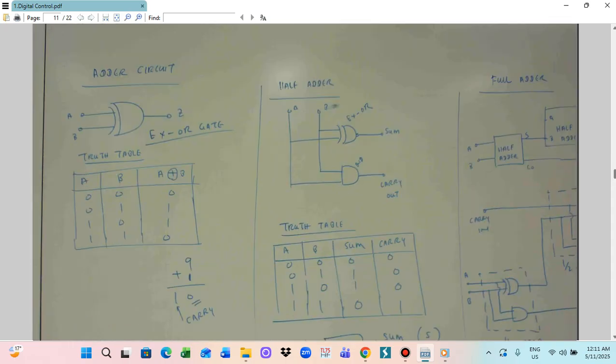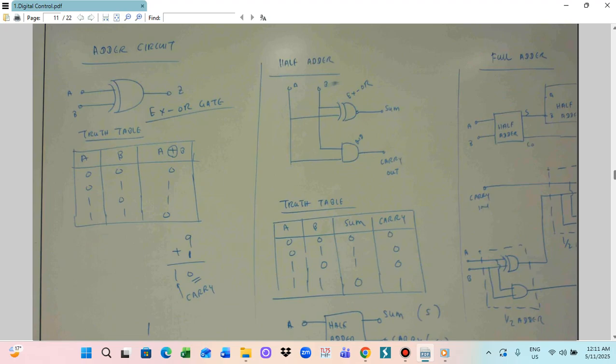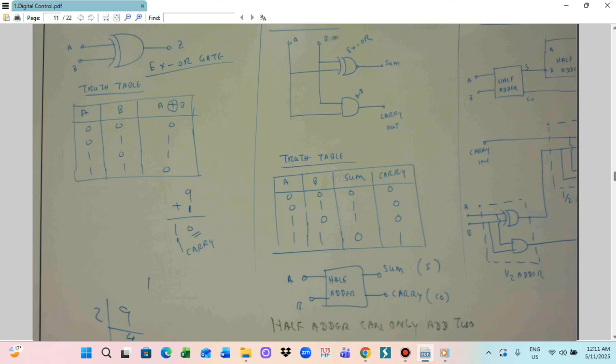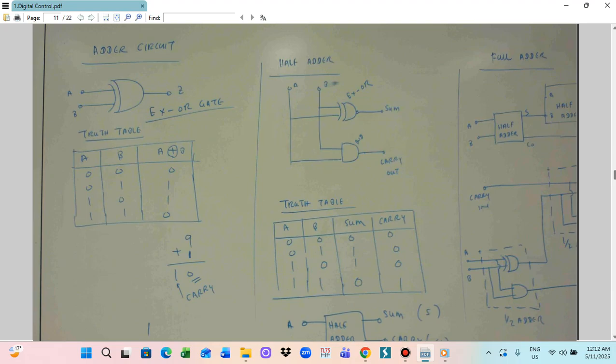In this case, we need to construct the adder circuit, because two numbers need to be added. Adders can be half adders and full adders. When you combine two numbers, sometimes you have to carry. Carry means, for example, 9 plus 1 is 10. With a direct combination of 9 plus 1, you get a 0 and a 1 carry. This carry function can be performed by the adder circuit. So the adder circuit adds two binary numbers.